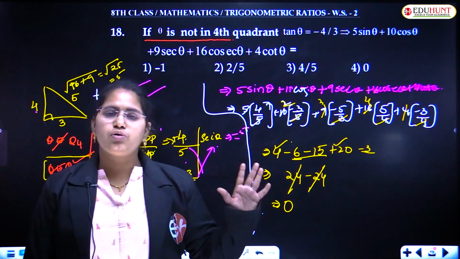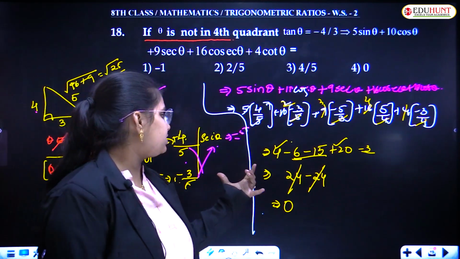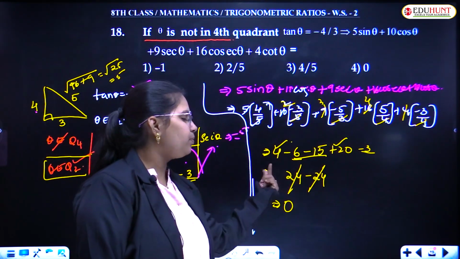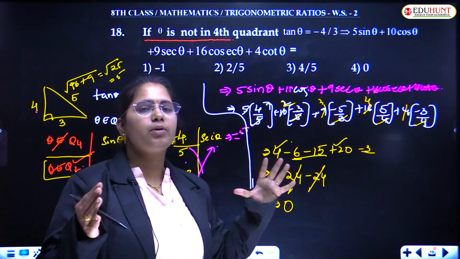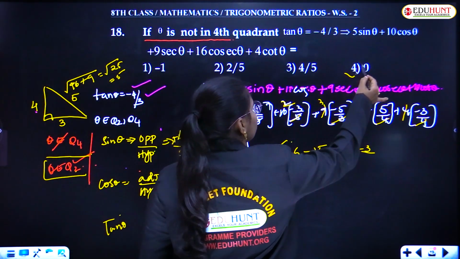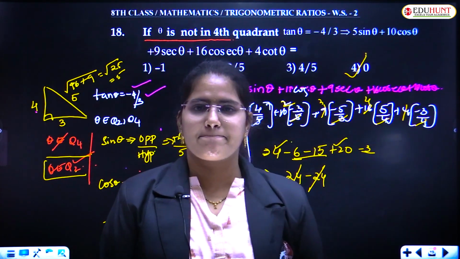So I found all my trigonometric ratios. After finding them, I substituted and added together, and plus 24 minus 24 is 0. So what will be the answer for this question? It is option 4.